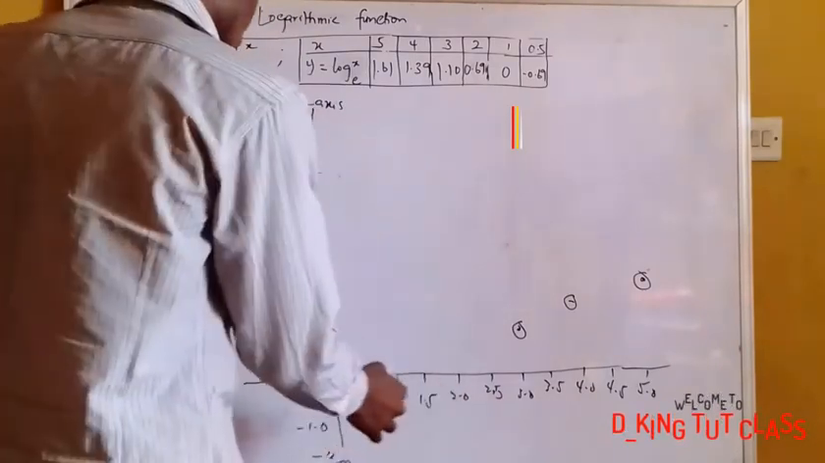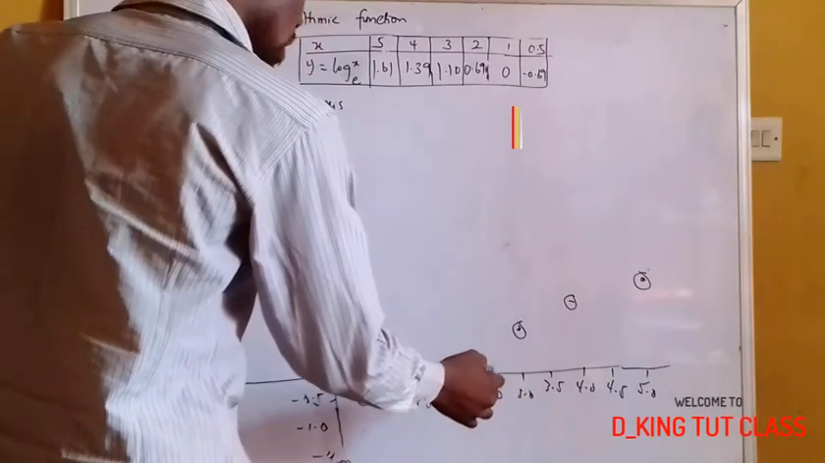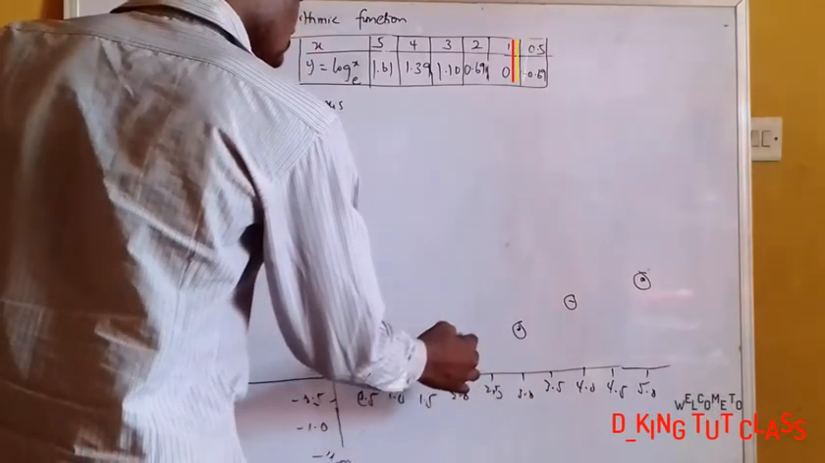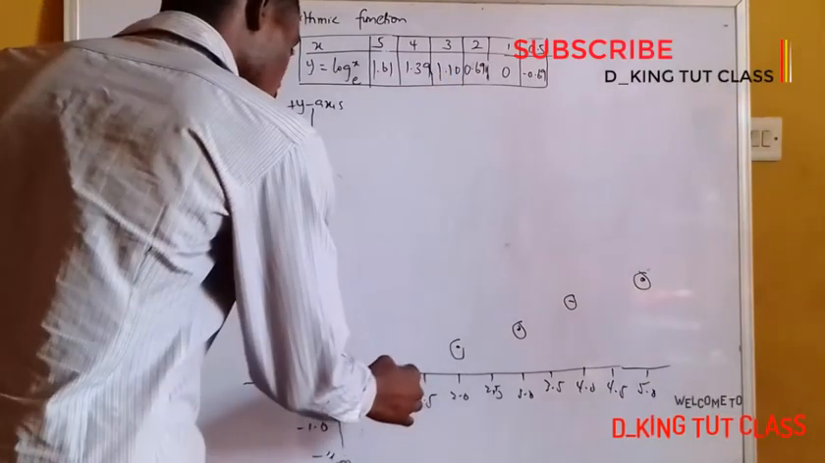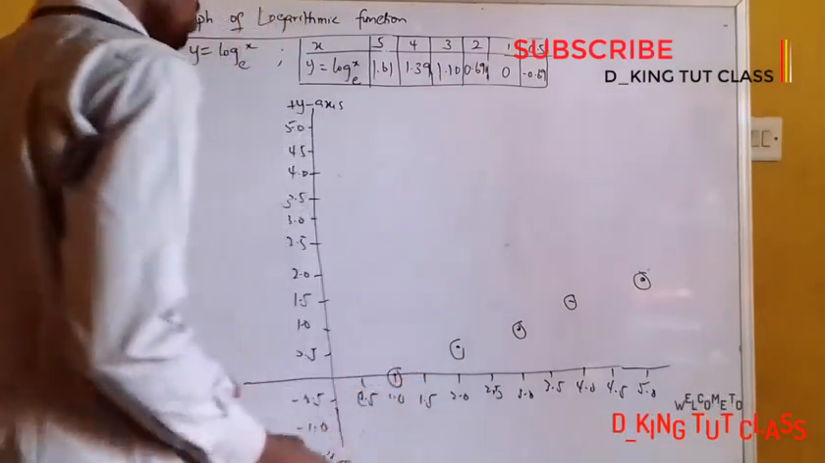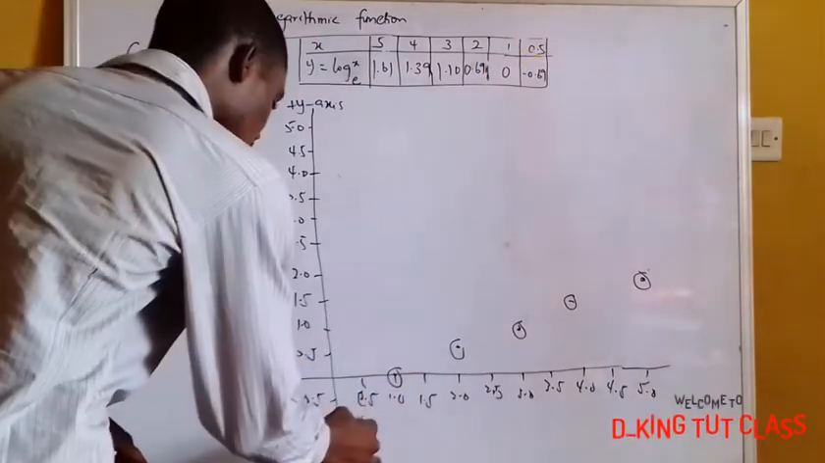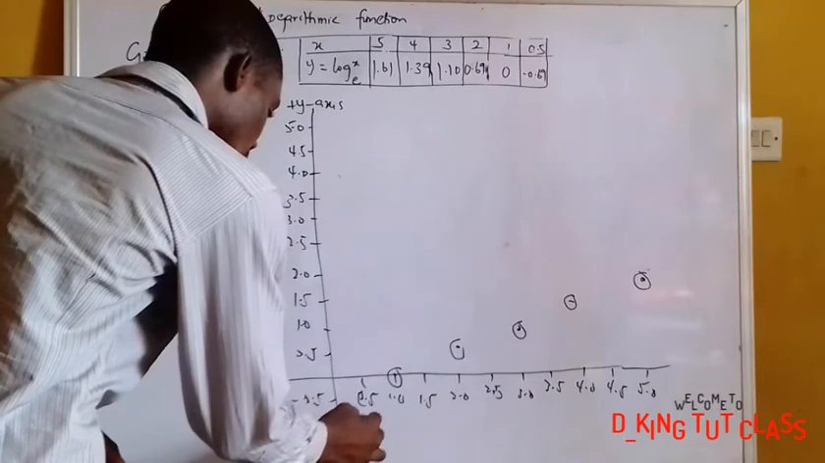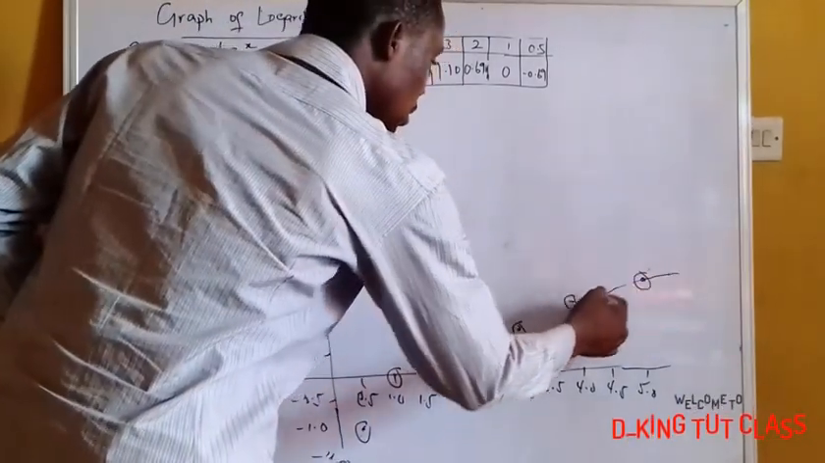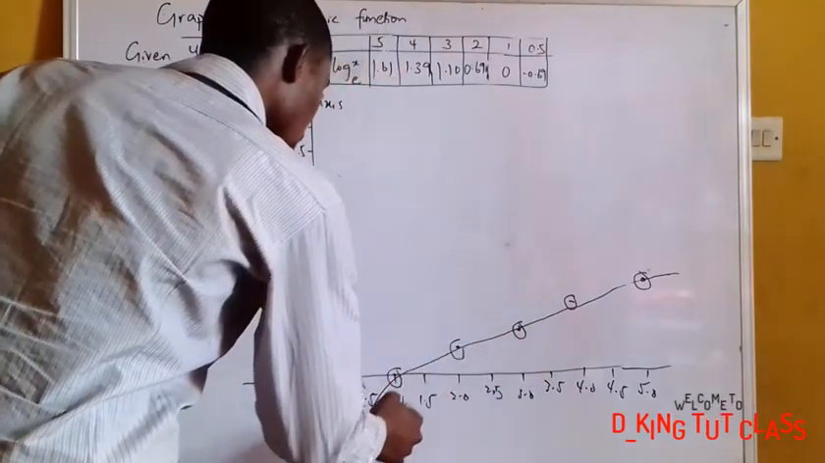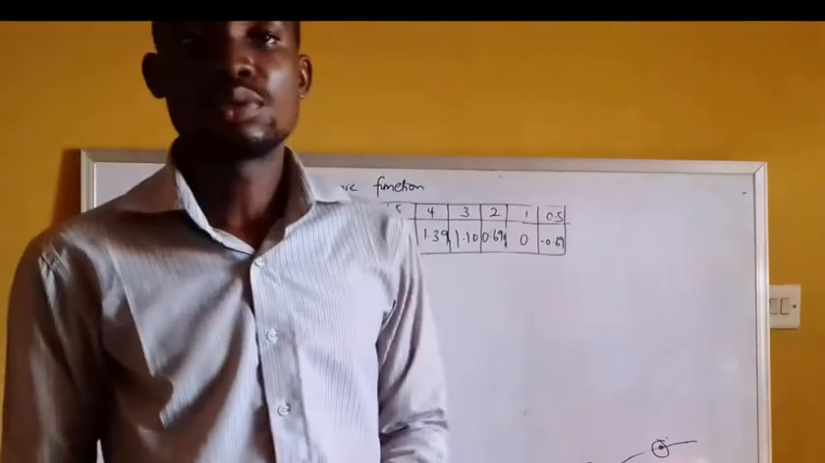2 and 0.69 should be around this point. Then we now have 1 and 0. This is 1 and 0 on your graph. Then for 0.5 we have minus 0.69. So that should come under here. Plot your graph, then you have something like this. So basically that's how to plot logarithmic functions on the graph.